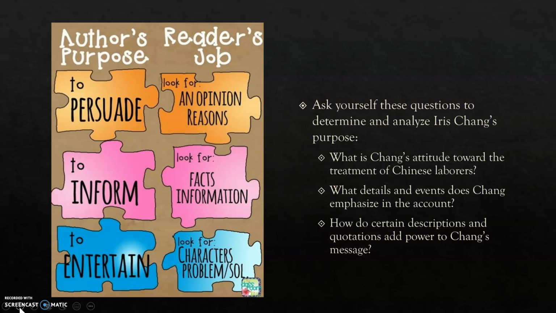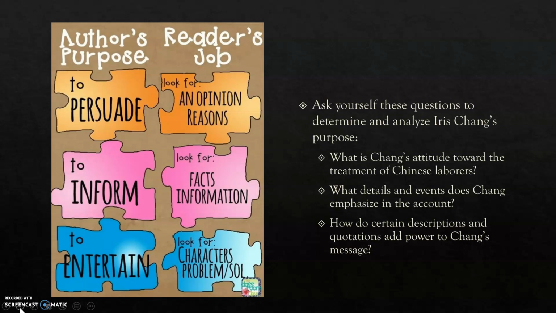Last question, how do certain descriptions and quotations add power to Chang's message? What we're looking at here is when the author is adding details, how do these details add power or strength to the message? They don't just add random primary, secondary sources just for the sake of it, right? They're all strategically placed. So why and how are these descriptions taking place?